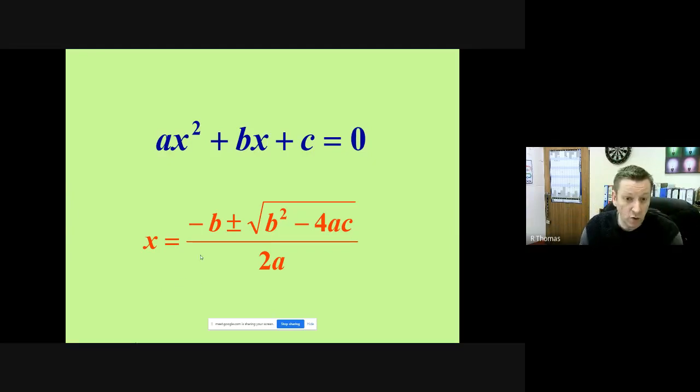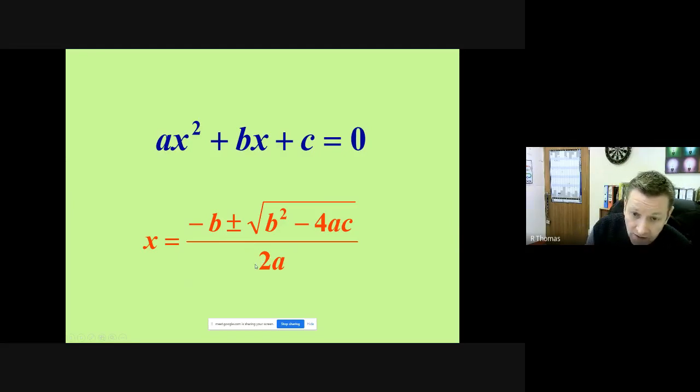So you're obviously going to get two answers, because if you remember when we put it into brackets, we have two brackets, which gives us two answers. And the reason we'll have two answers is this bit here. You're going to work all of this out. You're going to do minus b plus all of this and divide by 2a. And then you're going to do minus b minus all of this and divide it by 2a.